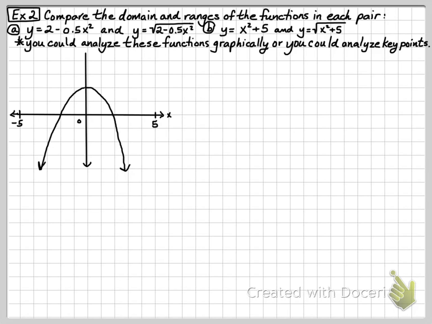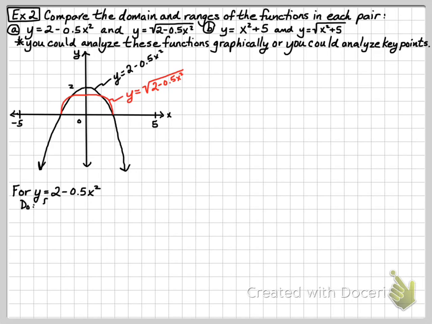First of all, there's the graph of y equals 2 minus 0.5x squared, and in red is the graph of y is equal to the square root of 2 minus 0.5x squared. All I did was plug these into my calculator, find the points, and graph them on paper.